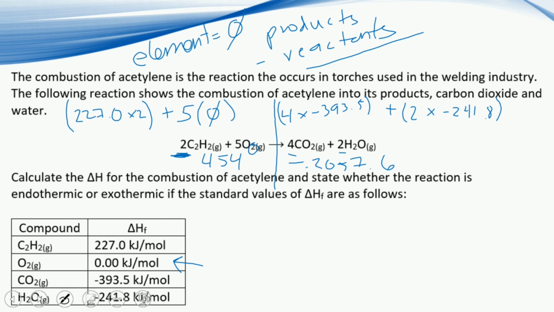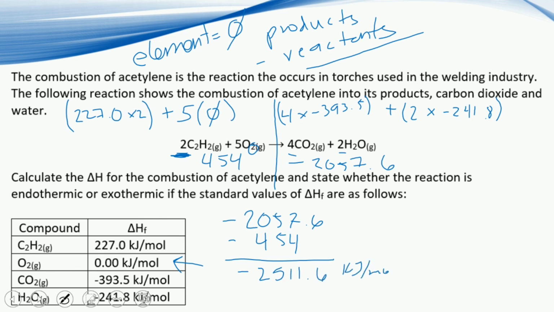So because we want to know the change in enthalpy, we are going to have to do negative 2,057.6 minus 454. And because that is a positive number, right, subtracting would then give us an even larger negative number. So we would end up with the answer of negative 2,511.6 kilojoules per mole. And because our answer came out to be negative, we know then that this is an exothermic reaction.